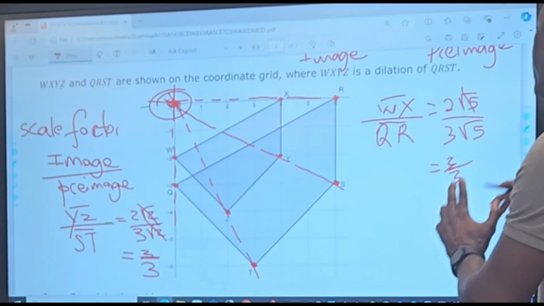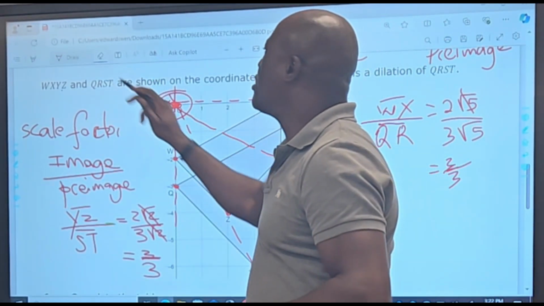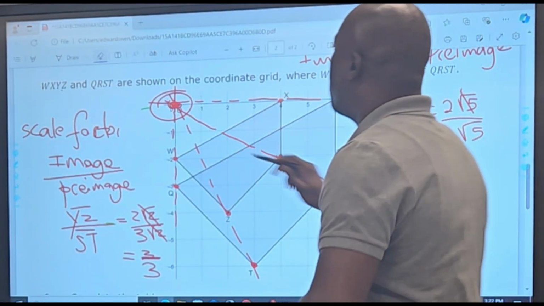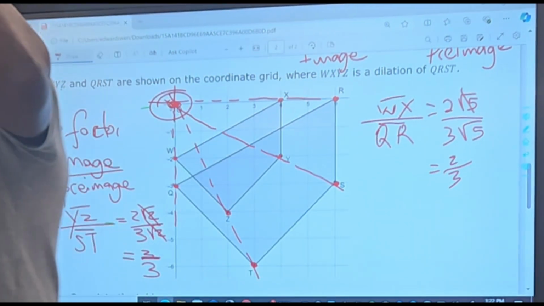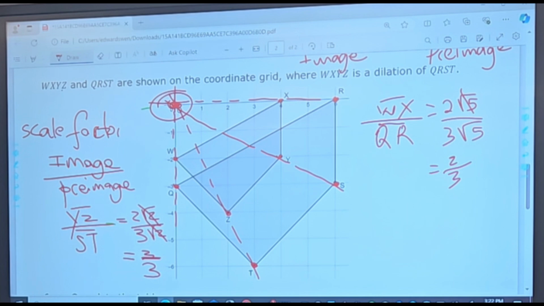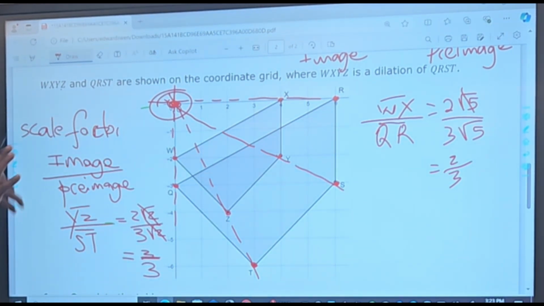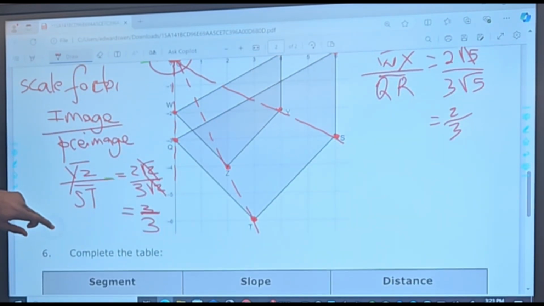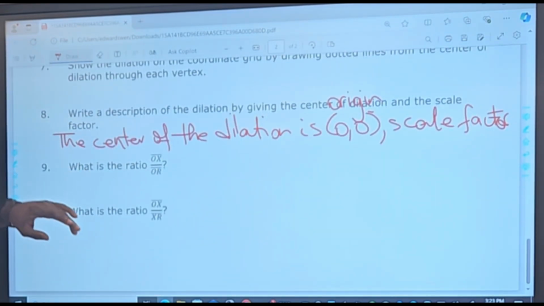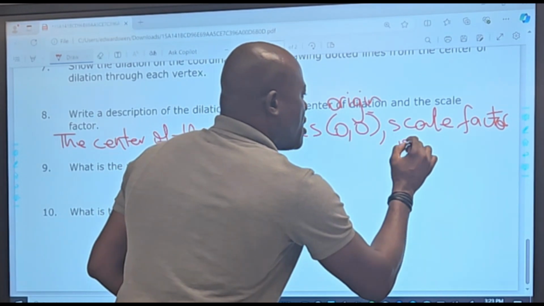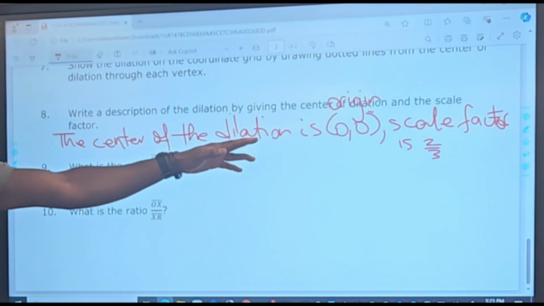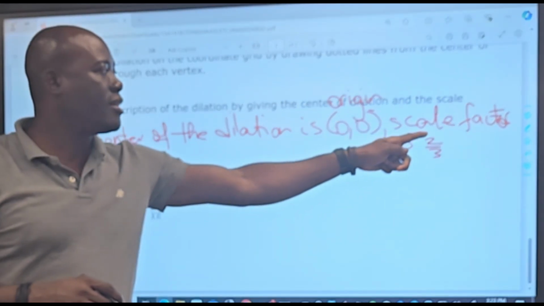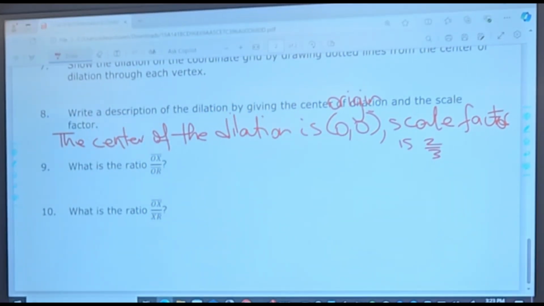So you do realize that we can find our scale factor using multiple pairs, but we must ensure that they correspond. The image and the pre-image that we're using must be corresponding, and the image must be on top. So let us finalize the statement now. Let's go back to where the statement is. The scale factor is 2/3. So the center of the dilation is 0, 0, and the scale factor is 2/3.